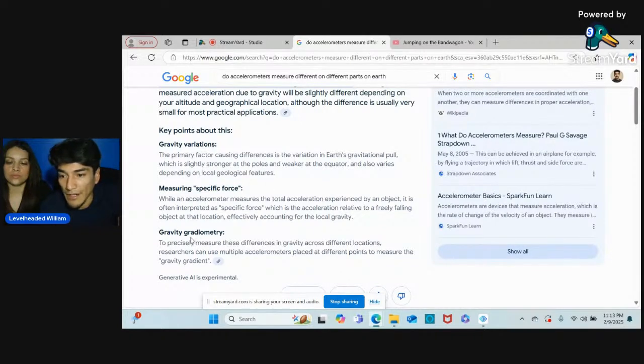So, gravity gradiometry. To precisely measure these differences in gravity across different locations, researchers can use multiple accelerometers placed at different points to measure the gravity gradient. So there is a gradient of some places moving slightly faster than other places. And I'm going to show how that works with the Earth not moving in a straight line. Understanding that some parts of the Earth are moving slightly faster than other parts, and that's why accelerometers measure that slight difference, I'm going to show how that works.